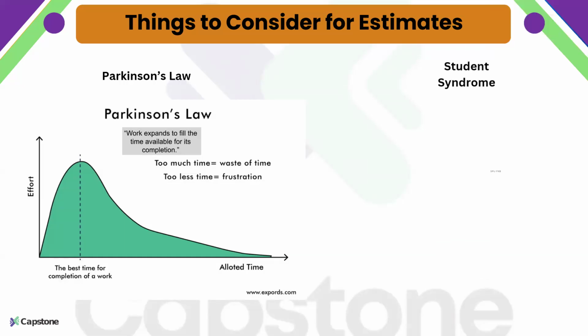In summary, we need to find the right time estimate, because too little time leads to frustration, and too much time is a waste. Exactly, so you need to find the right balance here. If a task can be completed in 5 days, then you should allocate maybe 5 days or at maximum 6 days, rather than allocating 10, 12 days for that particular task.